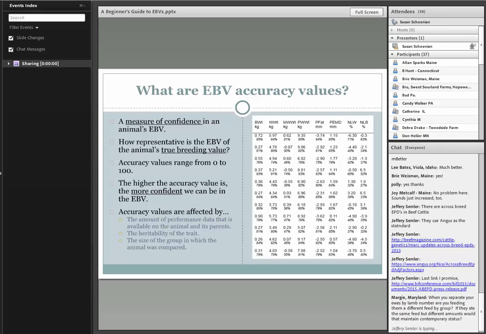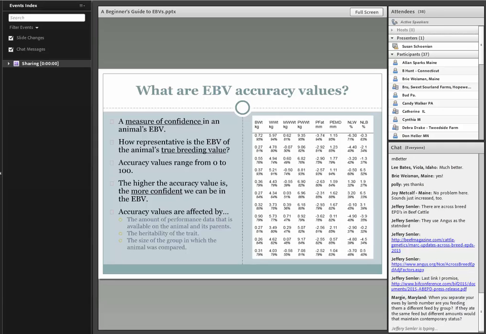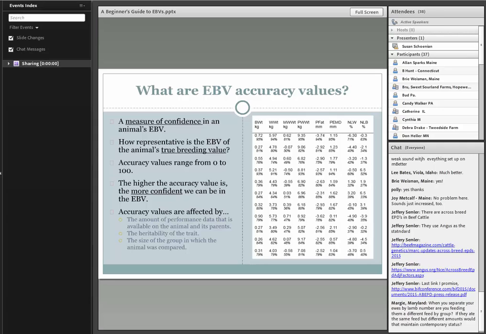Another factor is how heritable the trait is. One of the reasons number of lambs born has lower accuracy is its heritability. That's only 10%. Remember, it's a lowly heritable trait. The weaning weights are much higher. The loin depth, the PEMD, I'm not even sure what that acronym stands for, but that's the loin depth, and that's 95%. The loin depth is about 35% heritable in sheep. And the size of the group in which the animal was compared, again, those contemporary groups.